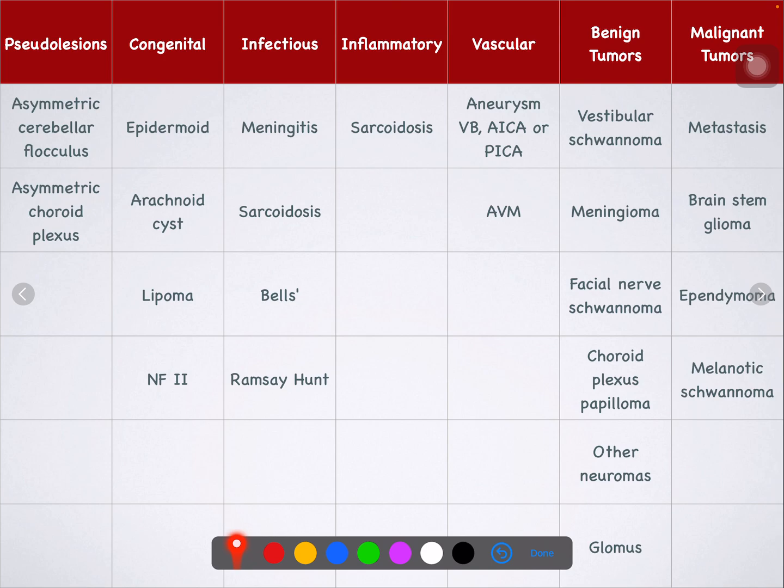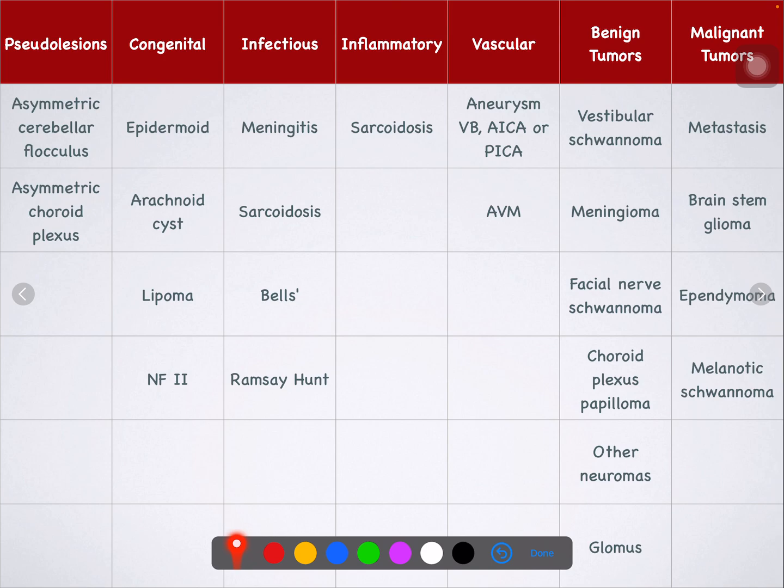You can fill many of the differential diagnoses. In the cerebellopontine angle, always when you put a differential diagnosis, don't forget that there are certain structures that can be normal. So we call them pseudo lesions. Pseudo lesions in the cerebellopontine angle are an asymmetrical cerebellar flocculus. We've seen the flocculus sticking into the cerebellopontine angle. If they're asymmetrical, they can be confused for a tumor.